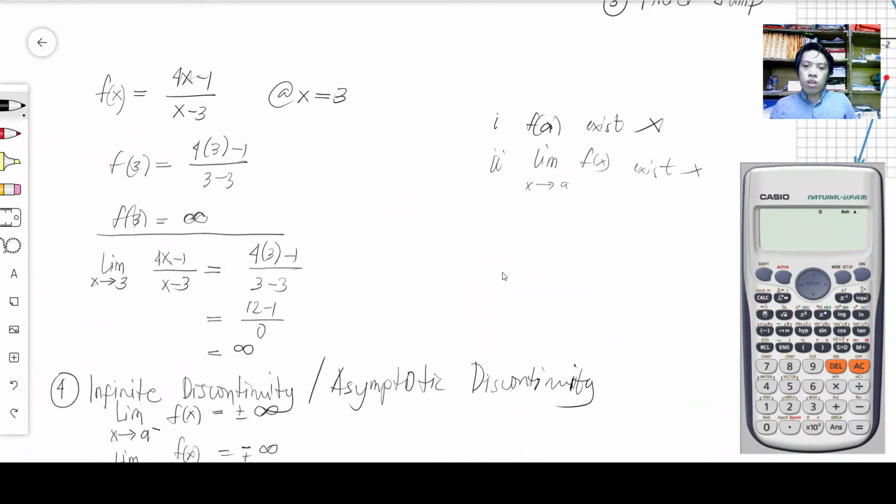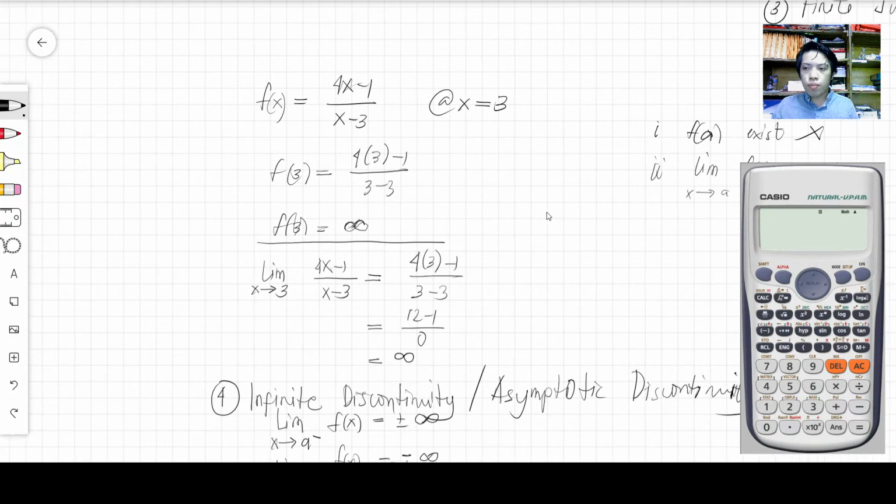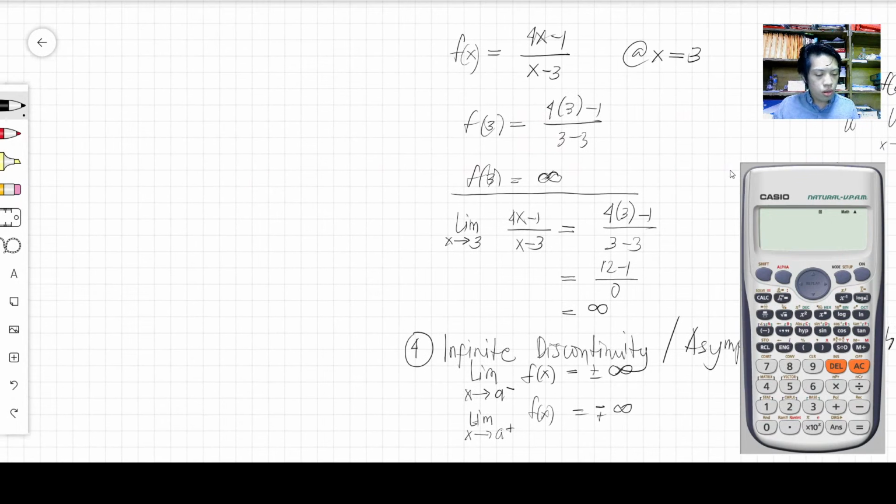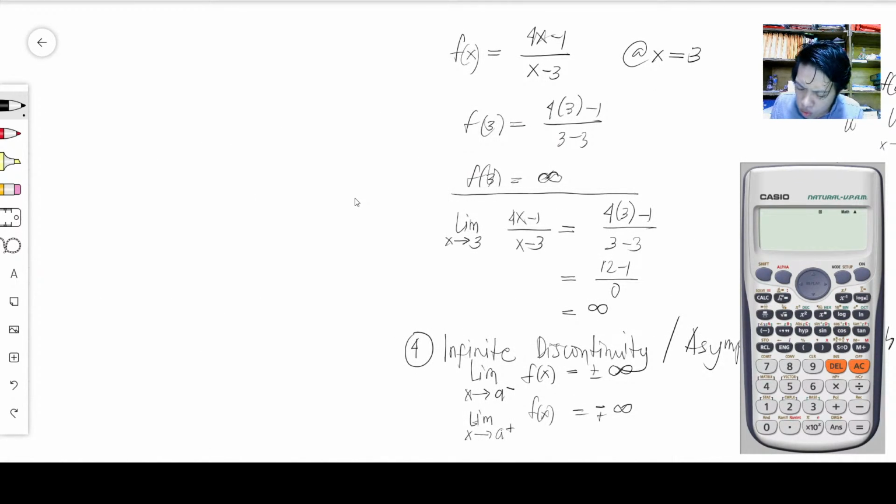So how do we do that? We get the left hand limit, the limit of 4x minus 1 over x minus 3 as x approaches 3 coming from the left. That means you substitute numbers coming from the left of 3.